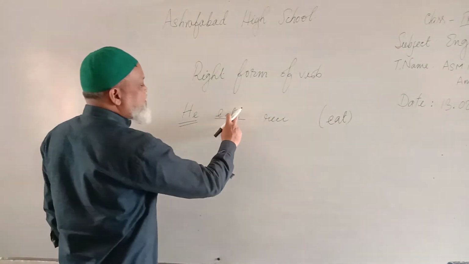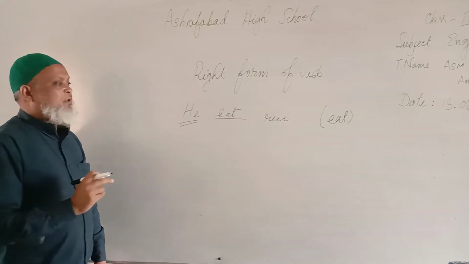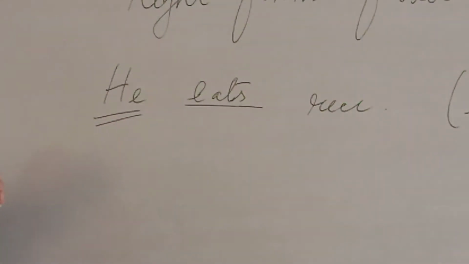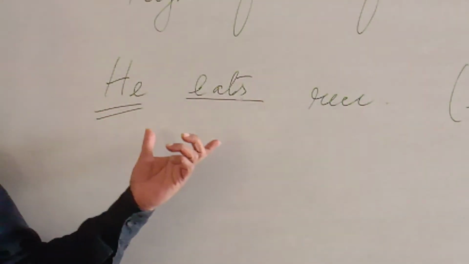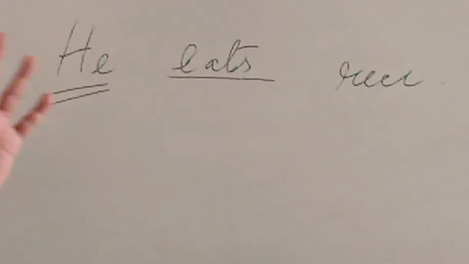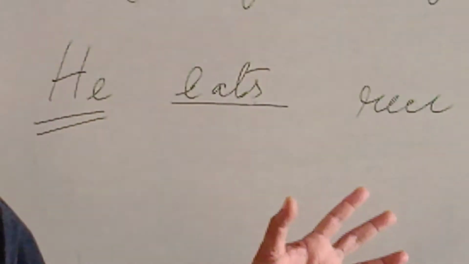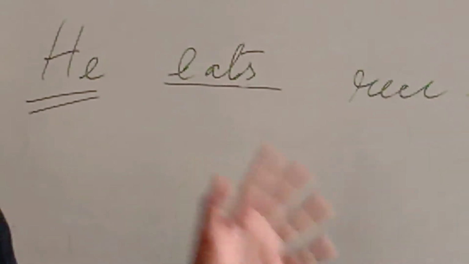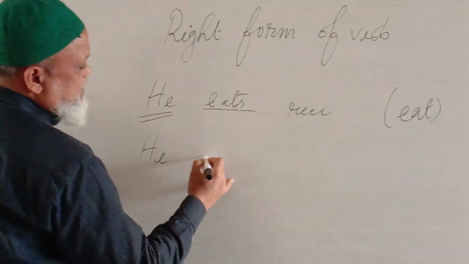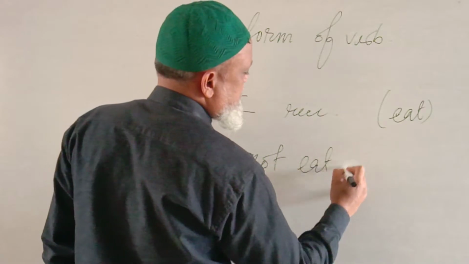And if we use eat, it will be incorrect. We have to use eats, and eats is the right form of verb for this subject. Suppose if you want to make it negative, what will be the way to make it negative, and what will be the right forms of verb if we make this sentence negative? We have to use he does not eat rice.